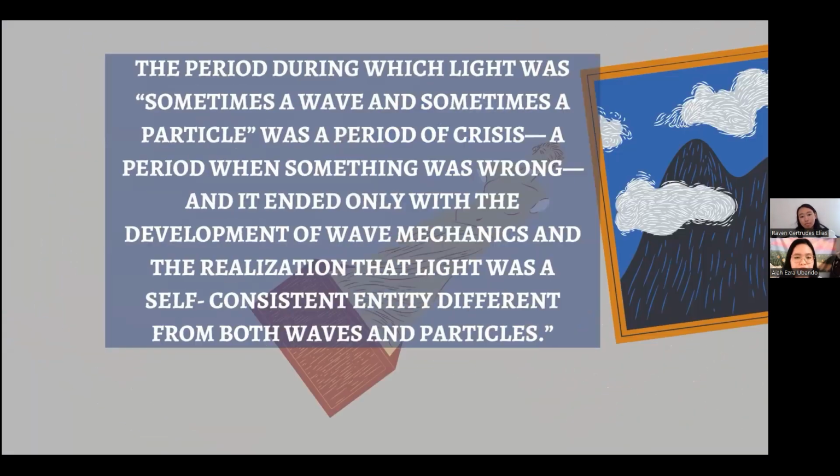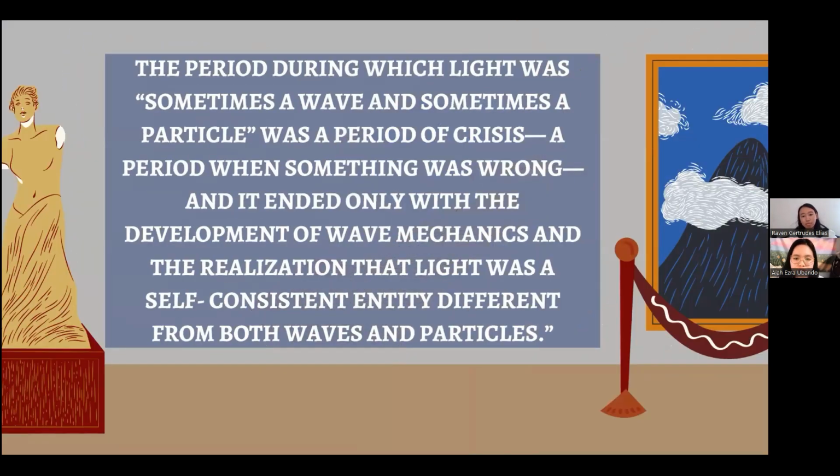Additionally, here is an excerpt from Kuhn. The period during which light was sometimes a wave and sometimes a particle was a period of crisis, a period when something was wrong and it ended only with the development of wave mechanics and the realization that light was a self-consistent entity, different from both waves and particles.